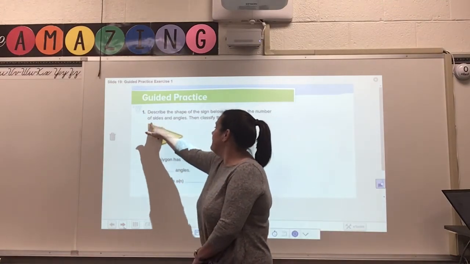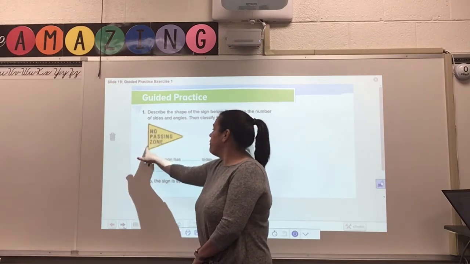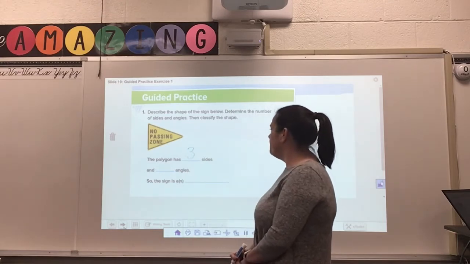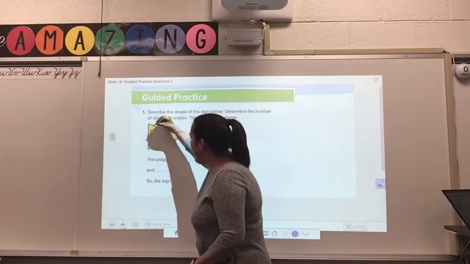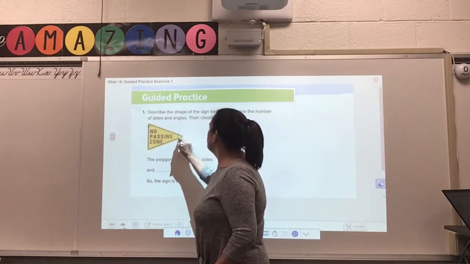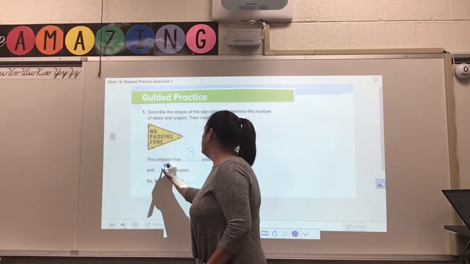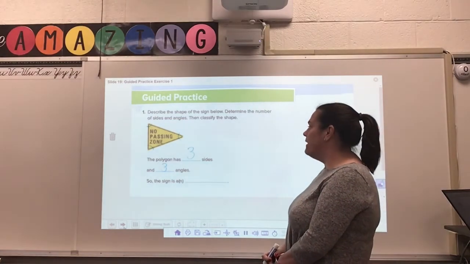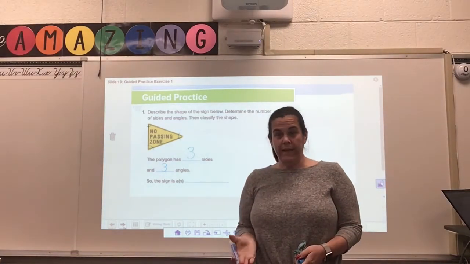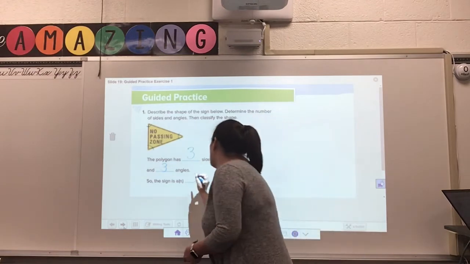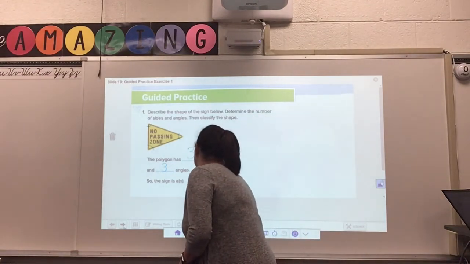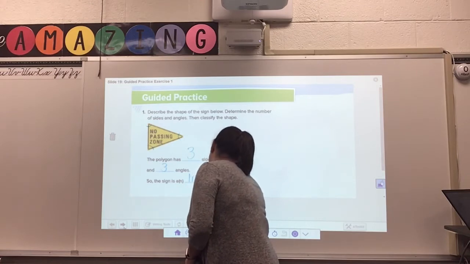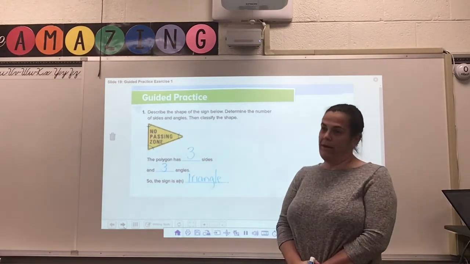This sign has 1, 2, 3 sides. So I'm going to write the number 3 in here. How many angles does it have? It has 1, 2, 3 angles. So I'm going to remember that polygons that have 3 sides and 3 angles are called triangles. So that's how I can classify it. I classify it as a triangle.